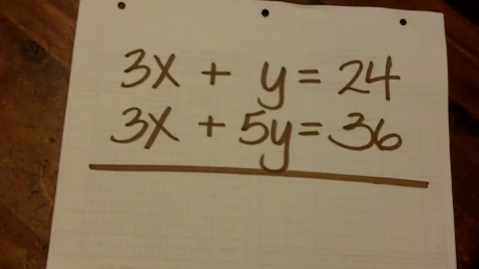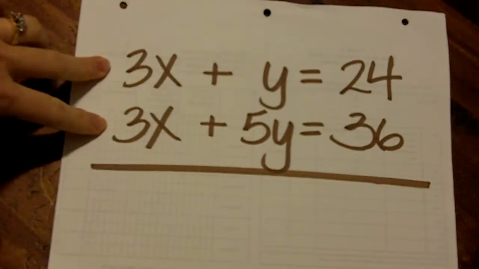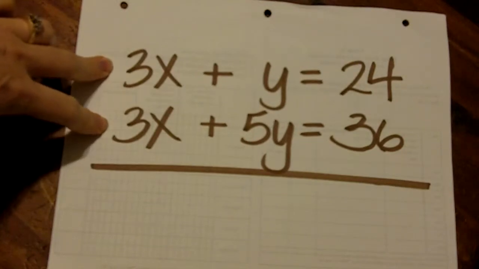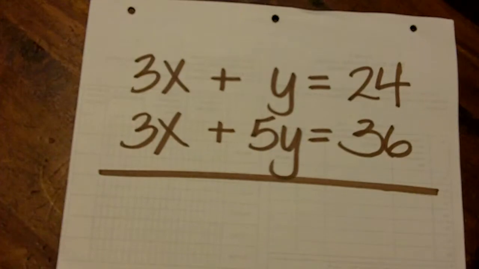For instance, if you had this problem, 3x plus y equals 24, and 3x plus 5y equals 36. You've got a pair of simultaneous equations, also referred to as a system of equations. And you can see that, just like last lesson, you do have variables that have matching coefficients. So you have 3x and 3x. In lesson 1, you would have had a 3x and a negative 3x. So when you add them together, you're able to eliminate the x's, find out what the y is, and go from there.